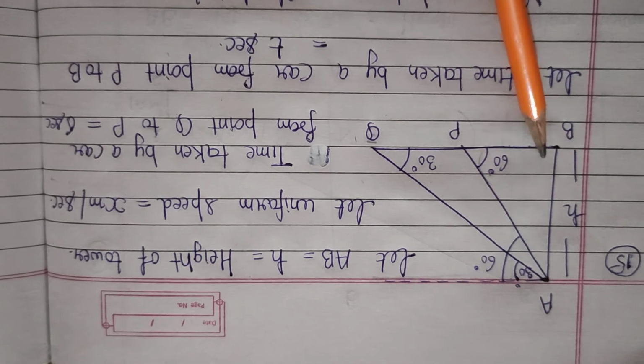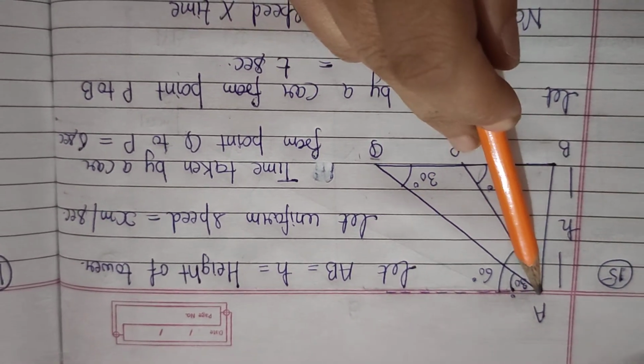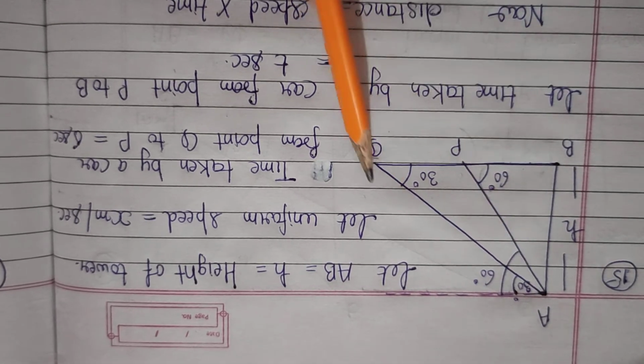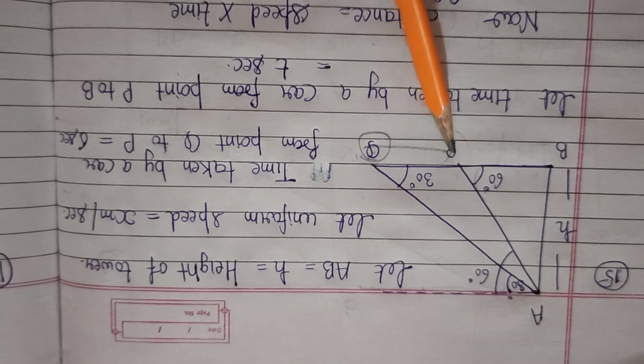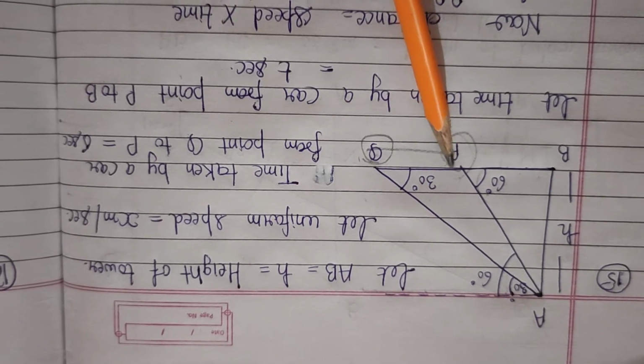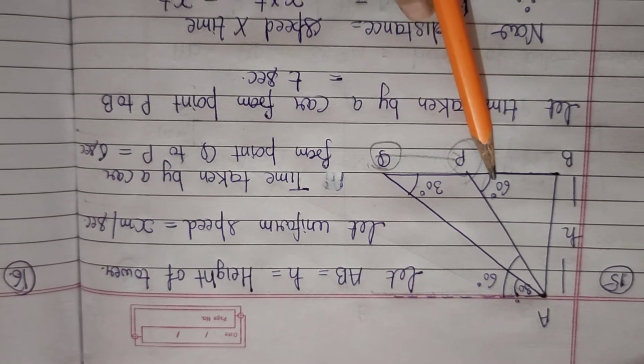Now the figure of this question is like this. This is a tower. This is a horizontal level. I have shifted upward, and from here the observer is observing a car at the point Q, and after some time it is approaching the point P, and the angles of depression are 30 degree and 60 degree respectively.